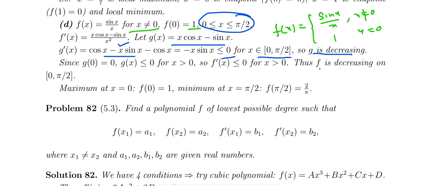So therefore g of 0 equal to 0, and that is g of x less than or equal to 0. So f dash of x less than or equal to 0 for x greater than 0. Okay. So therefore f is decreasing on 0, 5 by 2. So the maximum at x equal to 0, f of 0 equal to 1, and the minimum at x equal to 5 by 2, that is called the 2 by pi, f of 5 by 2 equal to.